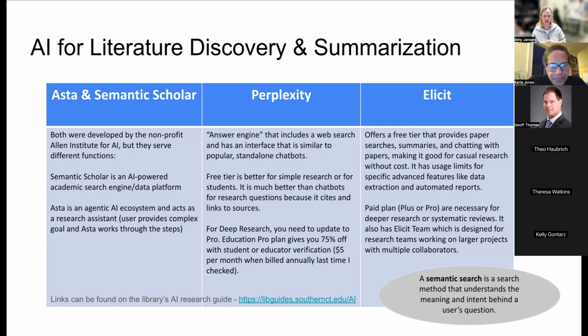Perplexity is also pretty good. I think undergraduates seem to really like it. It can really hold its own against chatbots, but it also cites its sources. The free tier is okay for simple research, so it's much better than chatbots for a research question because it does cite those sources, it links to them. But for the really deep research, you kind of need a paid account.